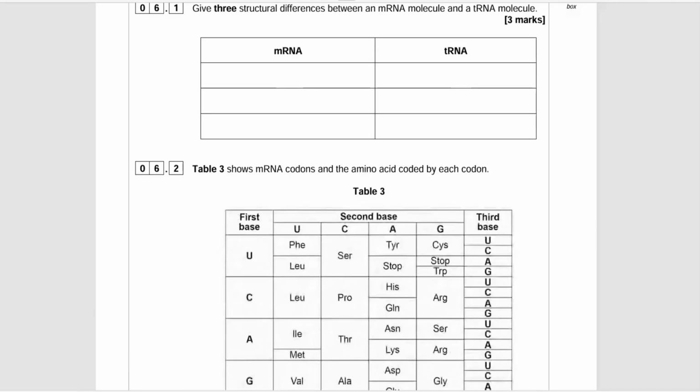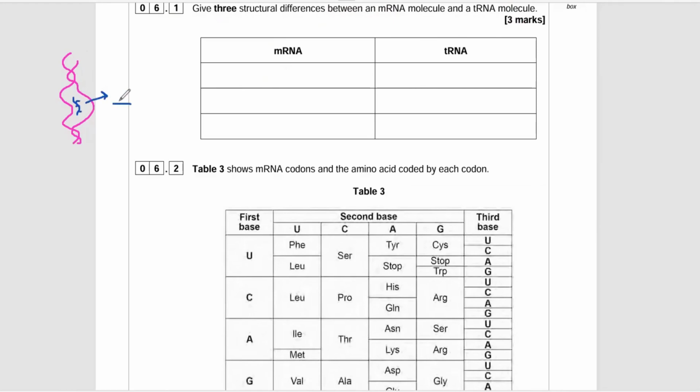Okay, let's go through this question. 6.1, give three structural differences between mRNA and a tRNA molecule. It's worth 3 marks. So why don't you pause the video, grab a pen, grab some paper and scribble down what the differences are. Okay, I'm going to go through the answers now and you can see how many you got right. There's about 5 or 6 different differences, but we'll go through them.